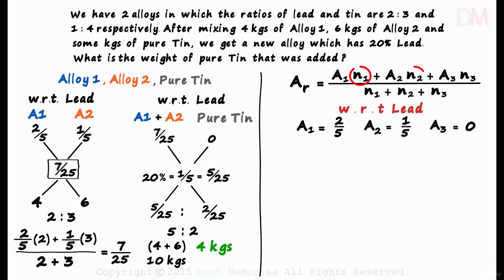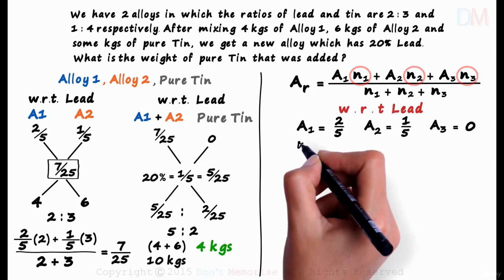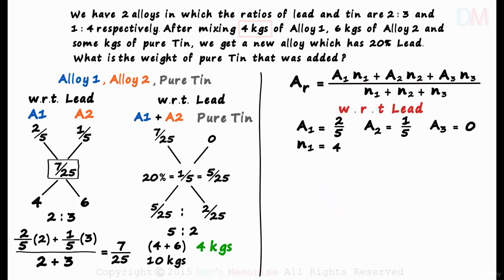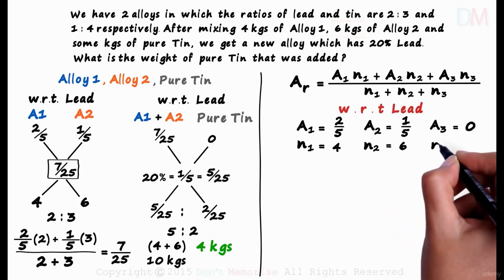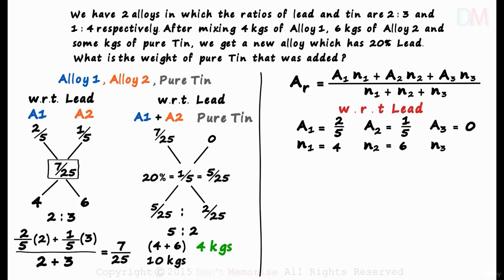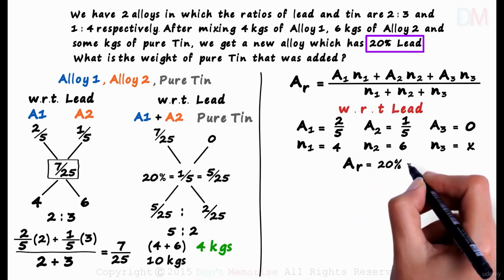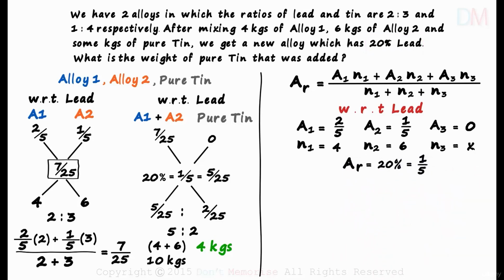Do we have N1, N2 and N3? N1 is the weight of the first alloy, which is 4 kilograms. N2 is the weight of the second alloy, 6 kilograms. And N3 is what we need to find. Let's call it X. And what about AR? Do we have AR? Yes, it's 20% lead or 1 over 5 lead proportion. Now pause the video and try to find X.